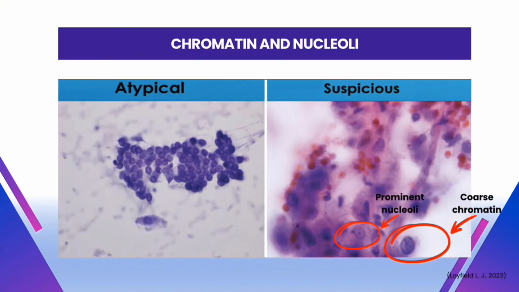Last one is chromatin and nucleoli. Atypia has fine chromatin and conspicuous nucleoli, but suspicious has coarse chromatin and prominent nucleoli.